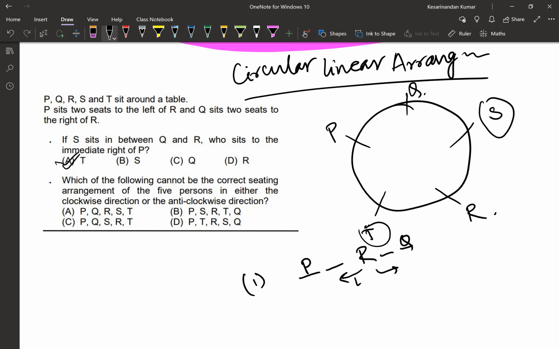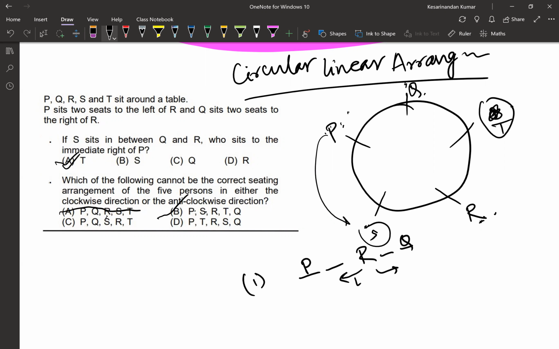Now, which of the following cannot be the correct sitting arrangement of the 5 people in either clockwise or anti-clockwise direction, starting from P and going to Q? P, Q. We can have P, Q, R? No, R cannot be third because R has to be fourth. In that way, we'll strike it off. P then S. Not possible this way, so it is going here. If P is here and S is placed here, then here we will have T. So P, S, R, P, Q. Yes, this is possible. The others won't be possible.